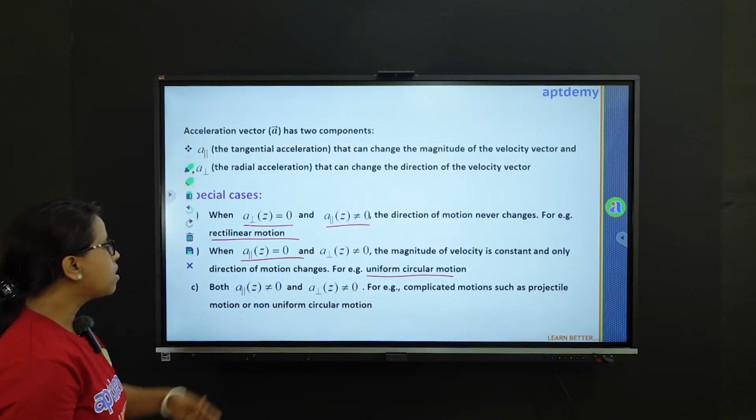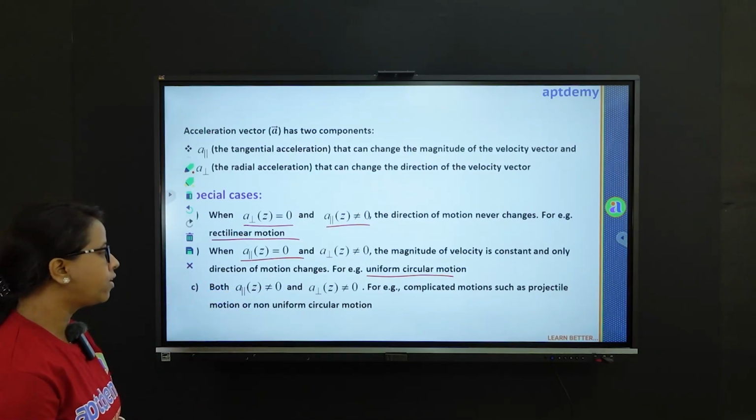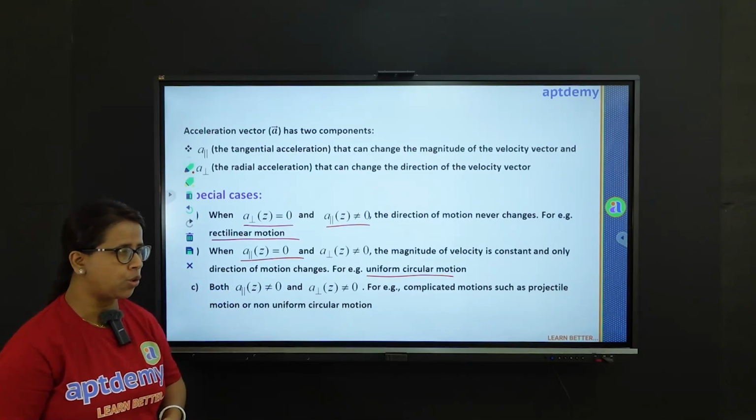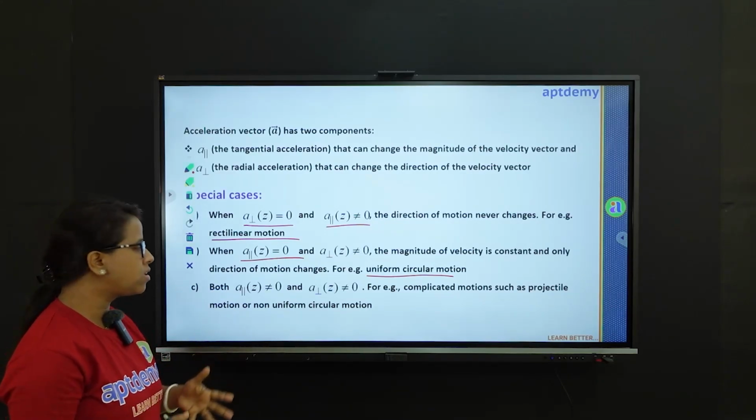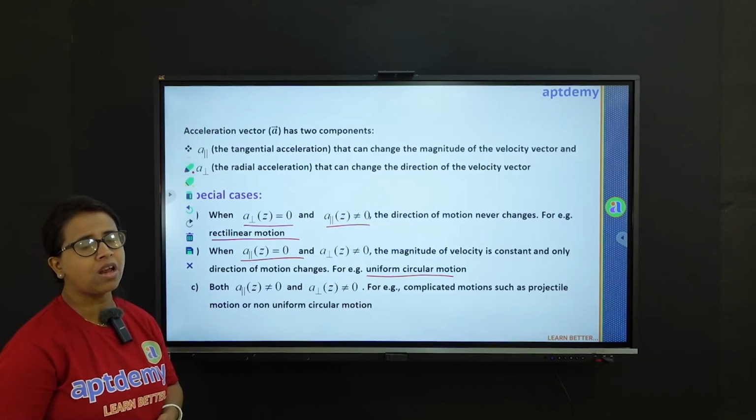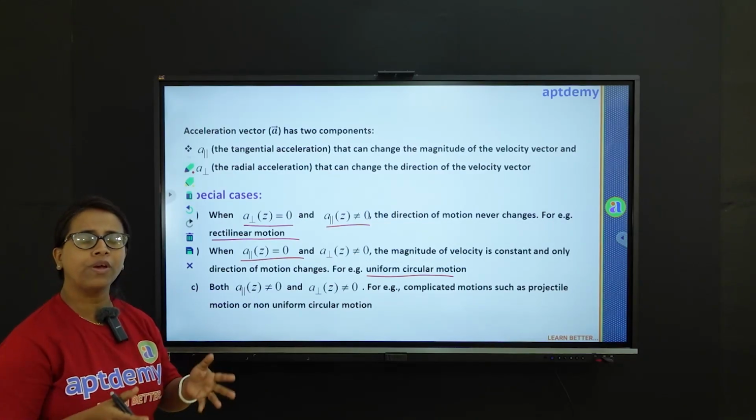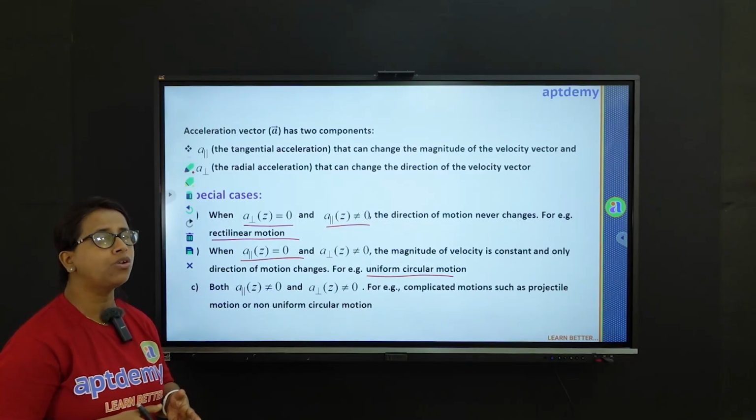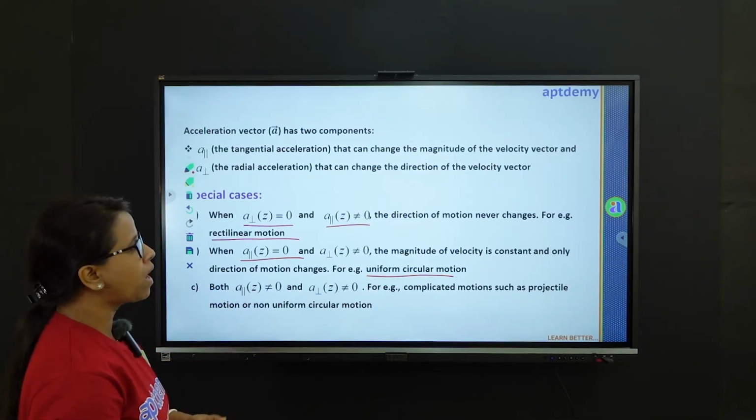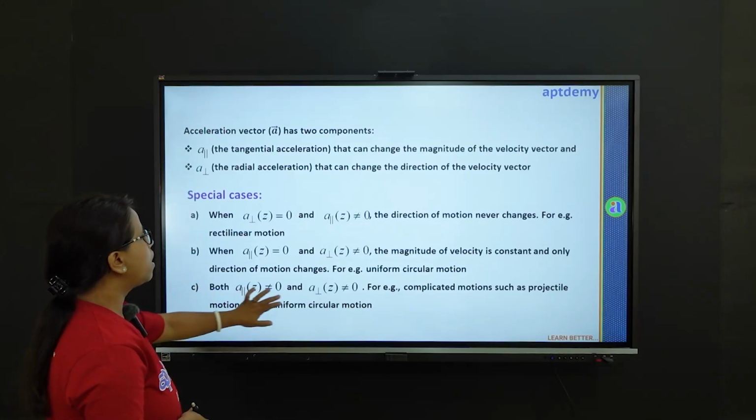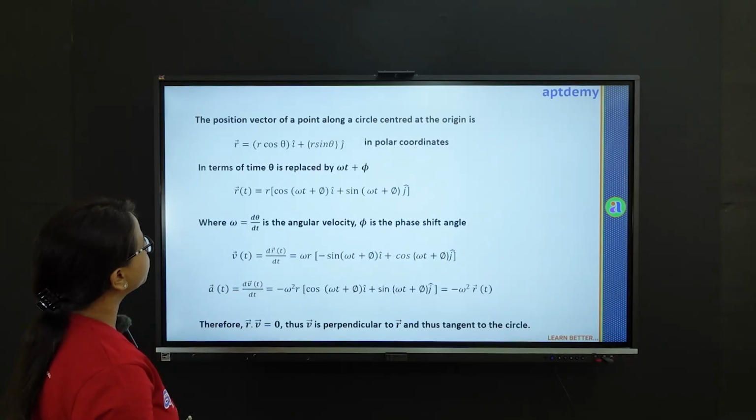Now, the third case, if both the radial and the tangential accelerations are not 0. So, this is the case of a complicated motion. For example, when we consider the motion of a projectile, or we can consider the case of non-uniform circular motion. So, let us look into uniform and non-uniform circular motion in a bit more detail.